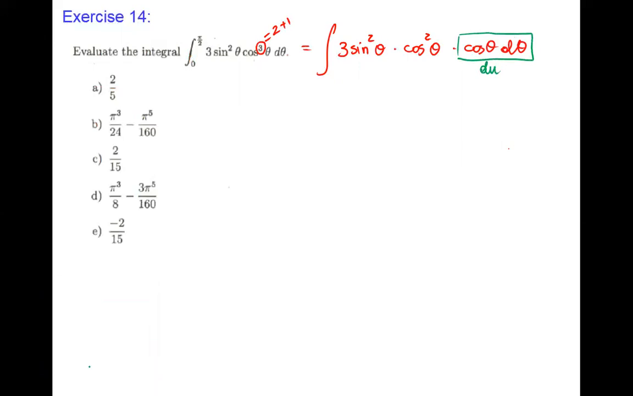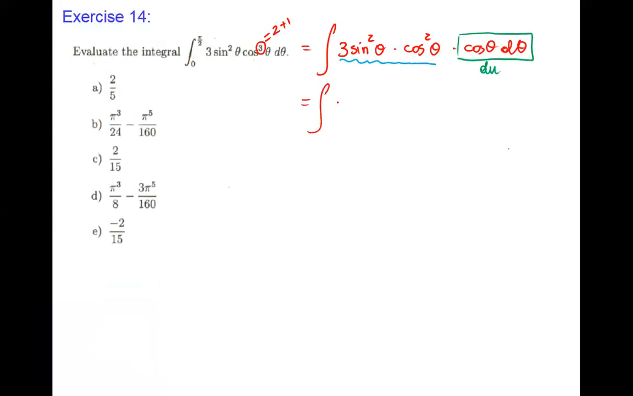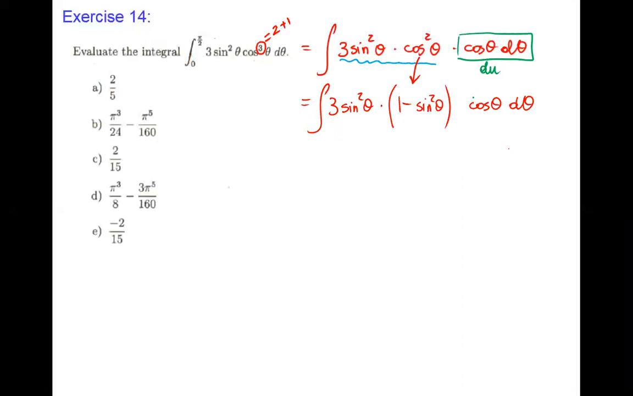Cosine is the derivative of sine. Now the entire integrand, without the green box, must be rewritten in terms of sine. 3 sine square theta will stay, and cosine square is 1 minus sine square theta. And I can copy cosine theta d theta. That's my potential du. Okay, let's do the u substitution. We have everything in terms of sine.